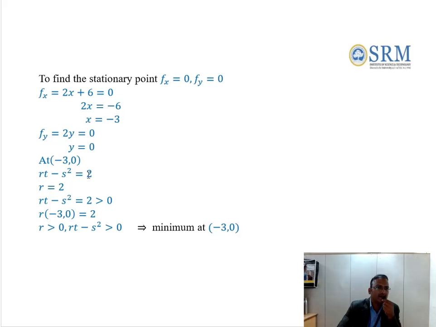At the stationary point, rt minus s square is 2 and r equal to 2. Therefore, the Hessian matrix is positive definite. Hence, the function attains a local minimum at minus 3 comma 0.